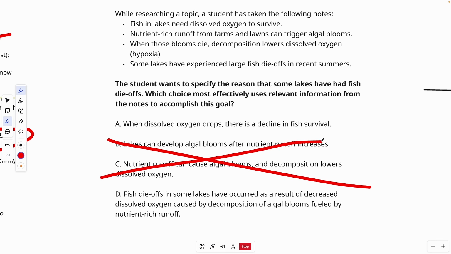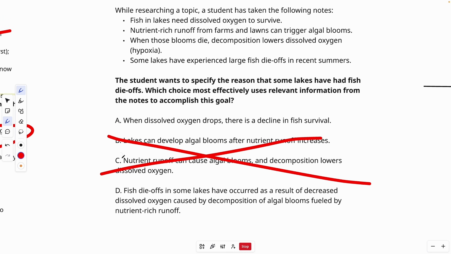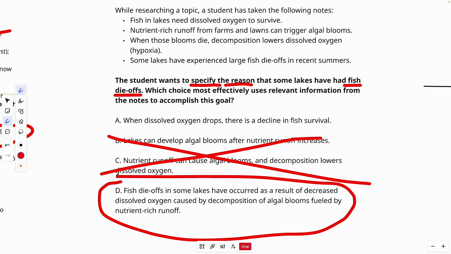They don't really accomplish the goal of the question at all. But A and D both could kind of work. The main difference is you're trying to find which one specifies the key reason and also discusses the fish die-offs. So here's the thing, D would be the correct answer because even though A works, it's not as specific, it's not as clear, and only D is the one that even mentions the die-offs in the first place.